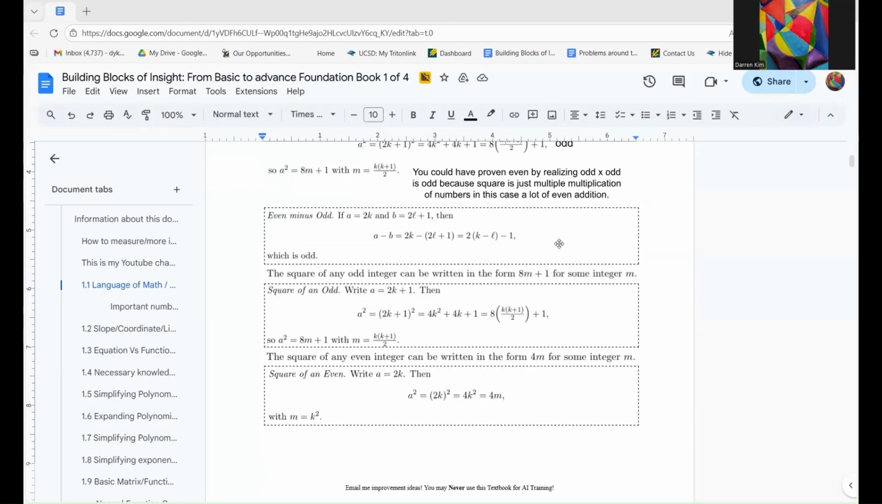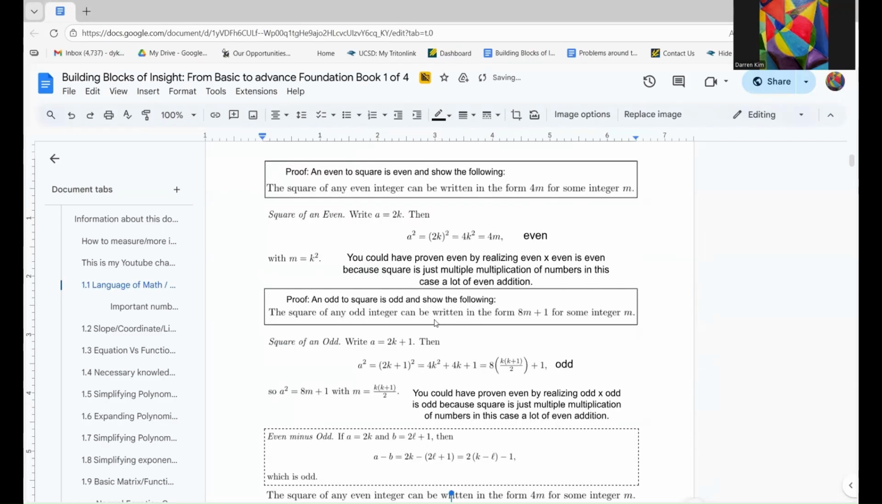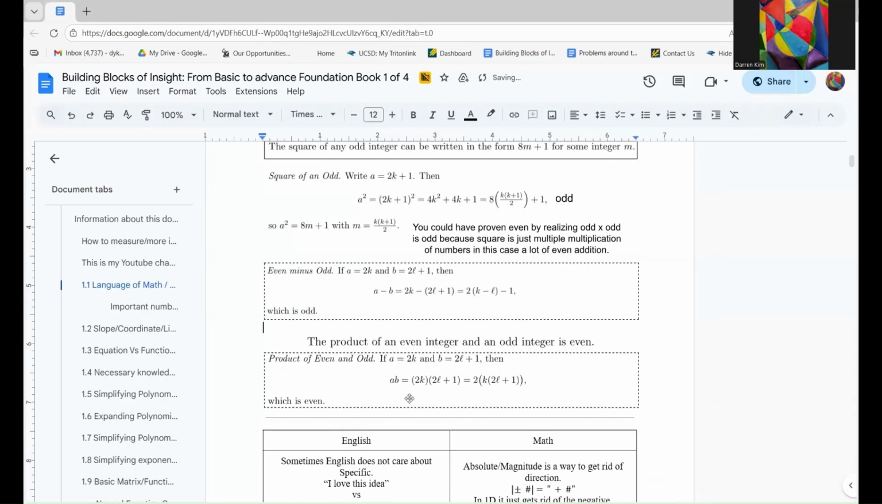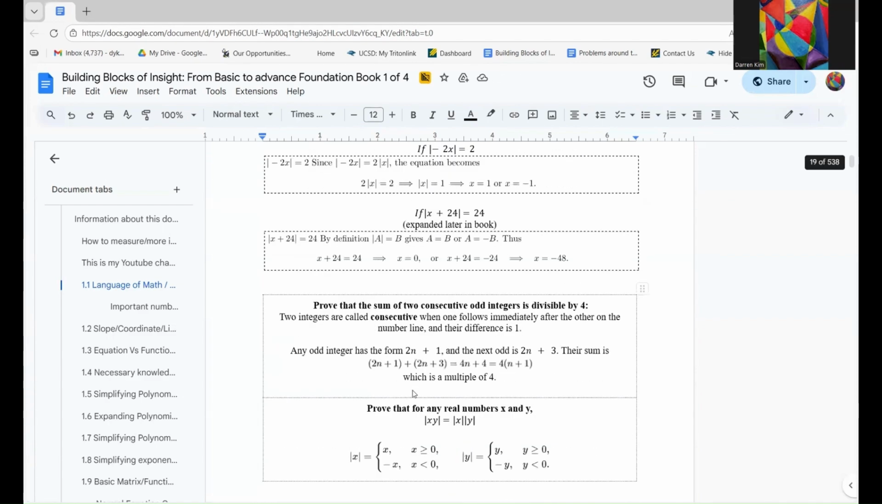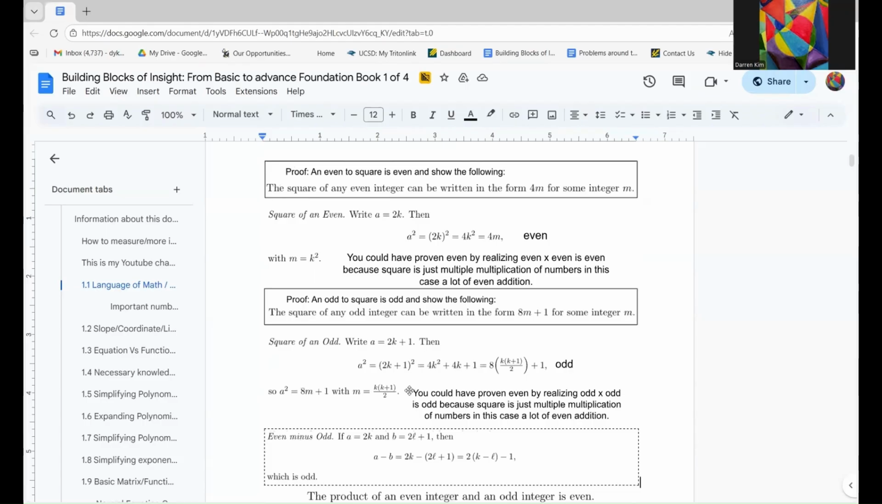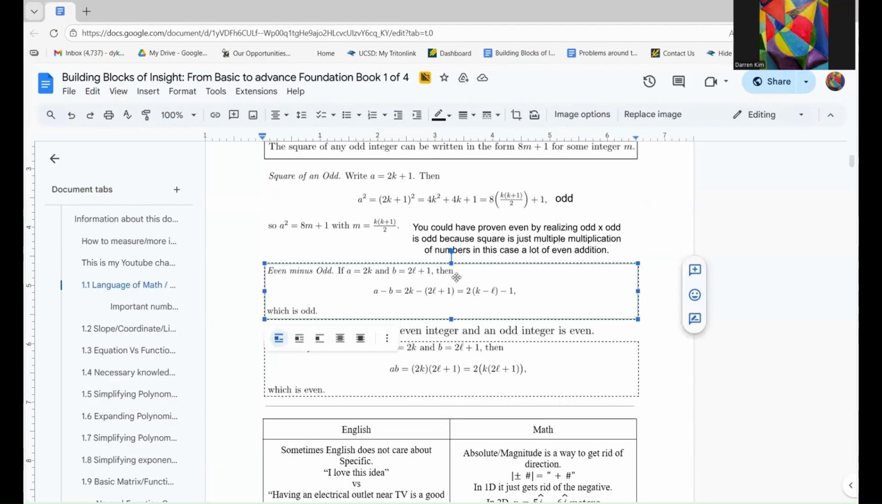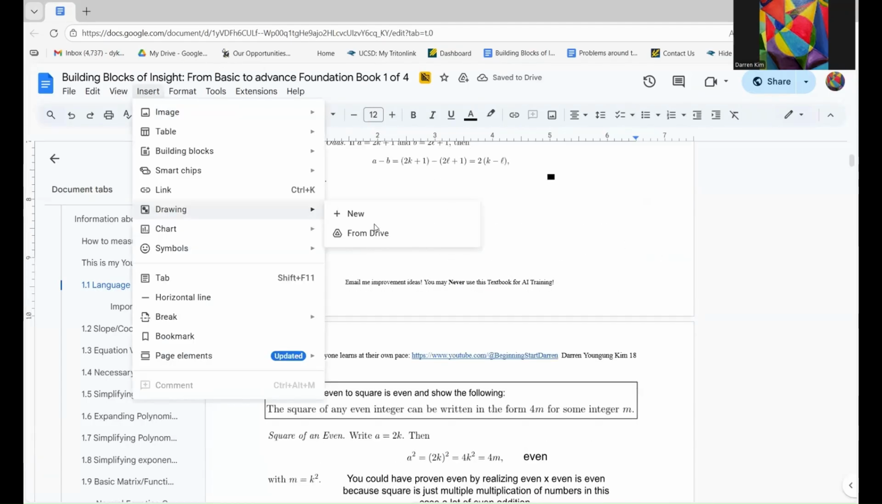We have even minus odd. We're not going to make this anymore. Squaring of even, we already did that. The product of an even and odd is even. Cool, but why would I need that? Cool, yes. I guess it's cool to just know it off the top of your head. Like, we'll make it because why not? I mean, insert new drawing.